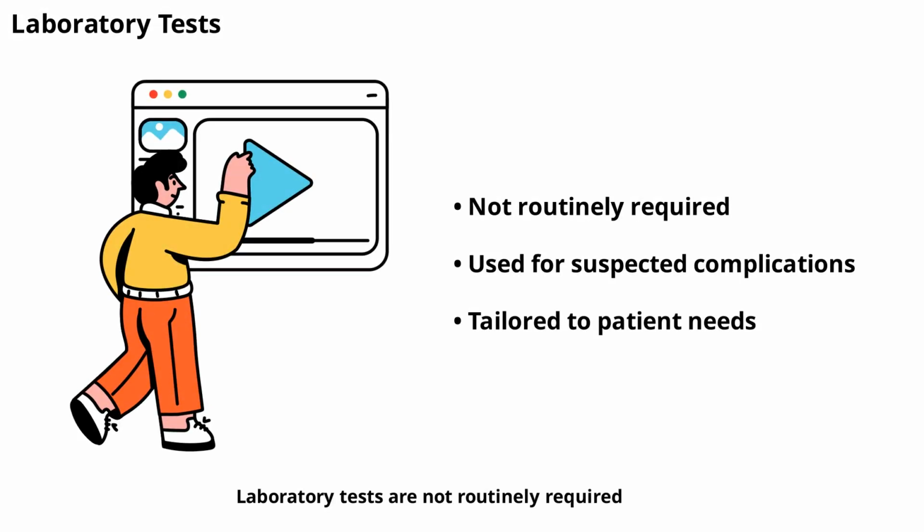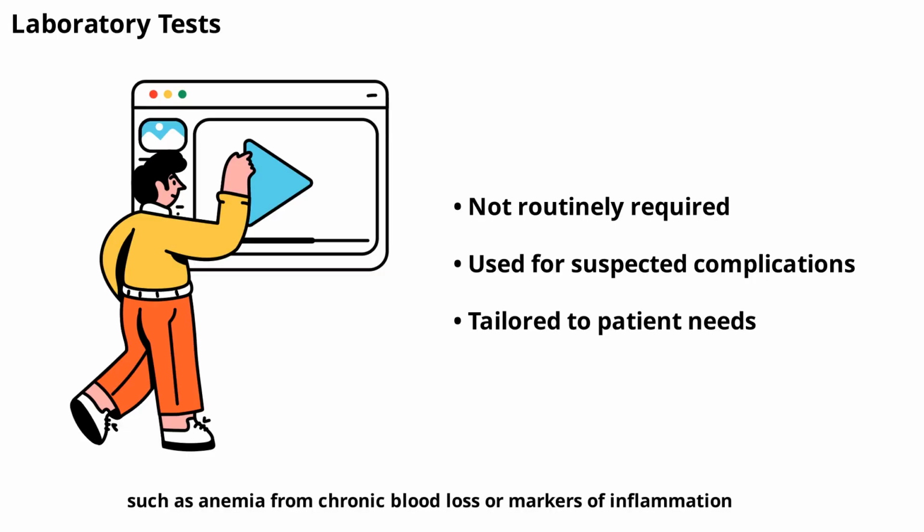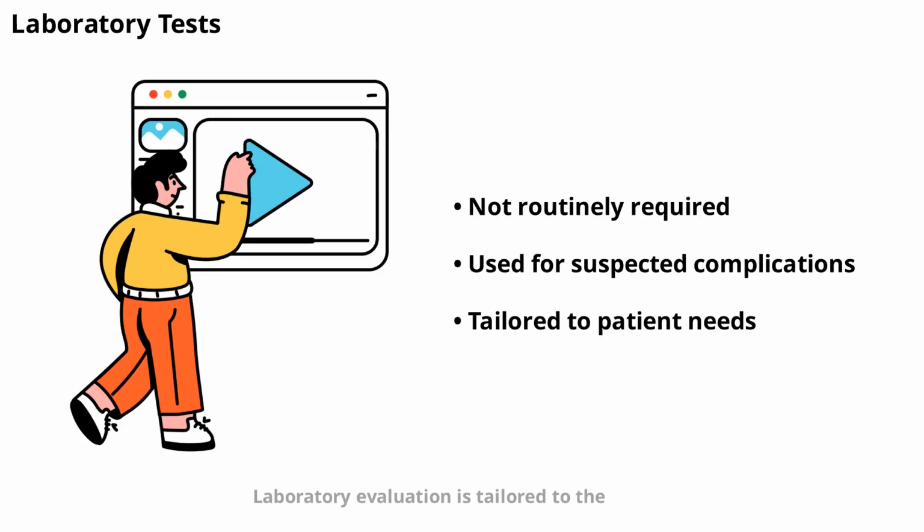Laboratory tests are not routinely required for the diagnosis of anal fissures. However, if there is suspicion of infection, inflammatory bowel disease, or other systemic conditions, blood tests and stool studies may be ordered. These tests can help identify underlying causes or complications, such as anemia from chronic blood loss or markers of inflammation.